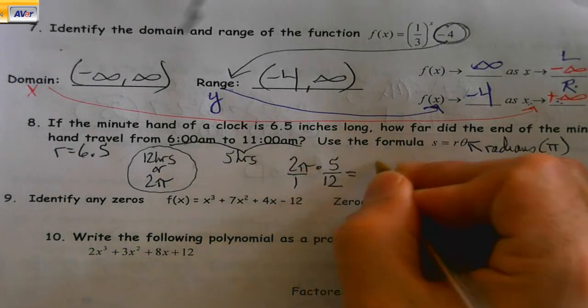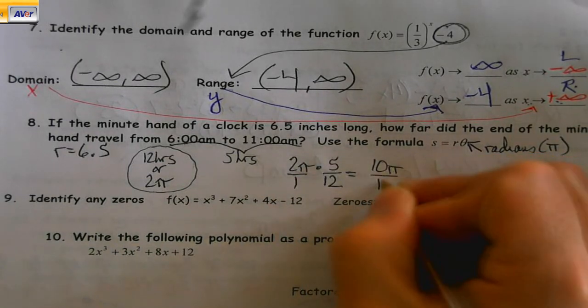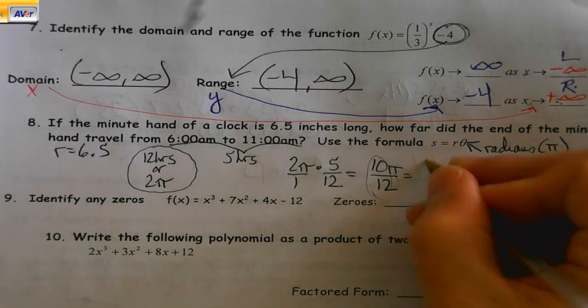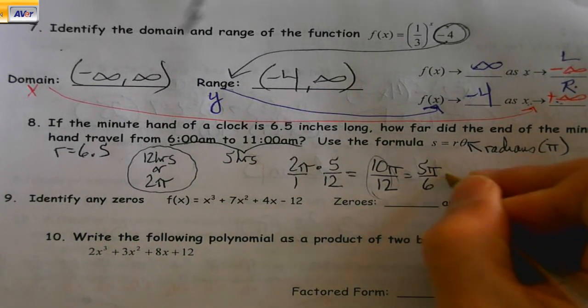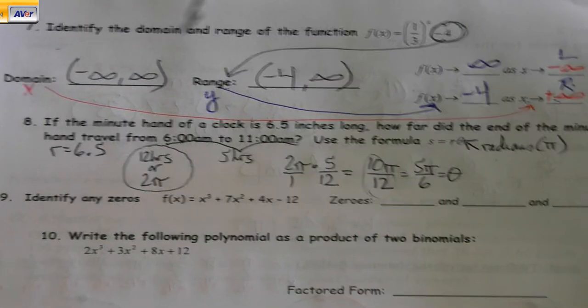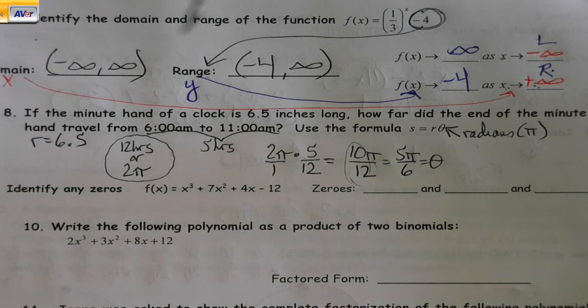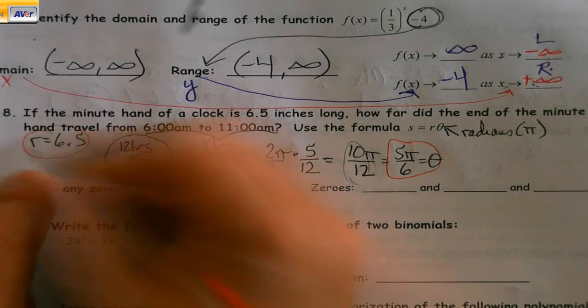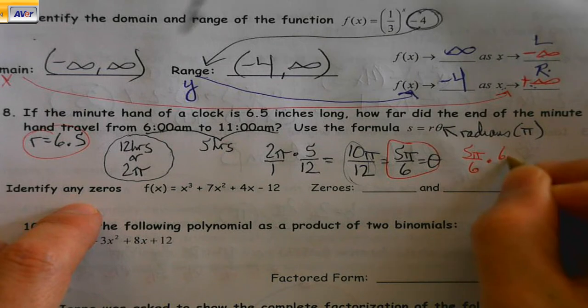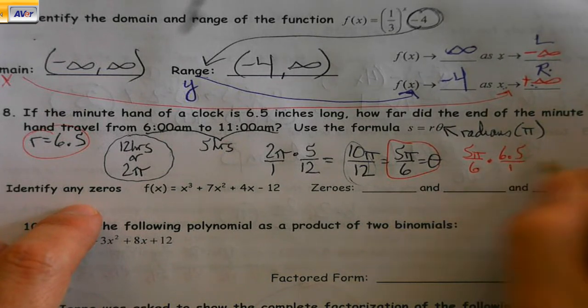So I multiply across. Reduce my fraction, and you sort of start to see this pattern of, oh, we keep having to do this over and over. And you're right, you do. So you're like, am I done? Almost. So now to actually find how far it traveled, I'm going to multiply these two guys together. So 5 pi over 6 times 6.5.